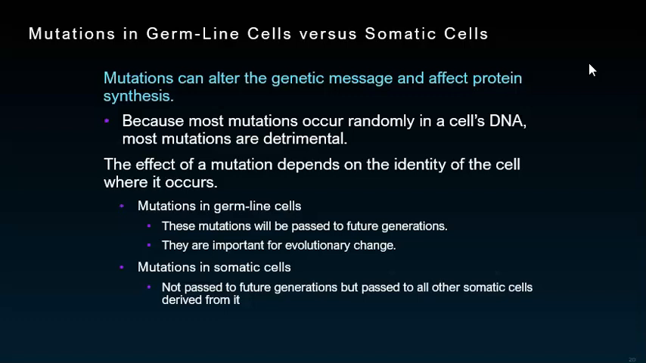So we know that mutations in somatic cells will not be passed to future generations. They will only be passed to the somatic cells that are derived from it. So that is like if we have a cut on our hand and we're making new cells, if there's a mutation there, that's not going to be passed on to our offspring because it has nothing to do with our sex cells. Our sex cells are our germline cells. And if we do have mutations in our germline cells, the mutations will be passed on to future generations. And that's also where our evolutionary change comes from, mutations in our germline cells.